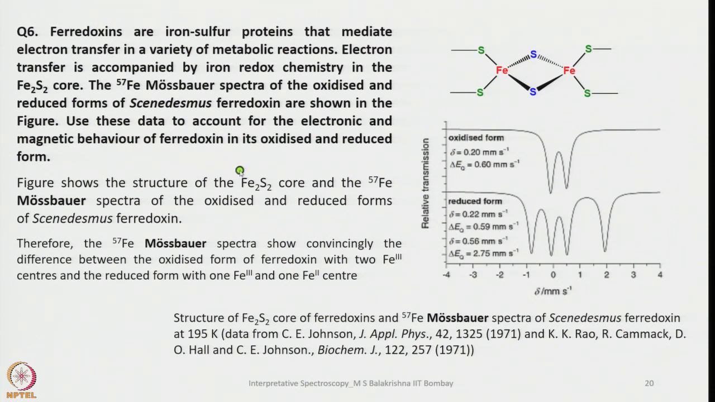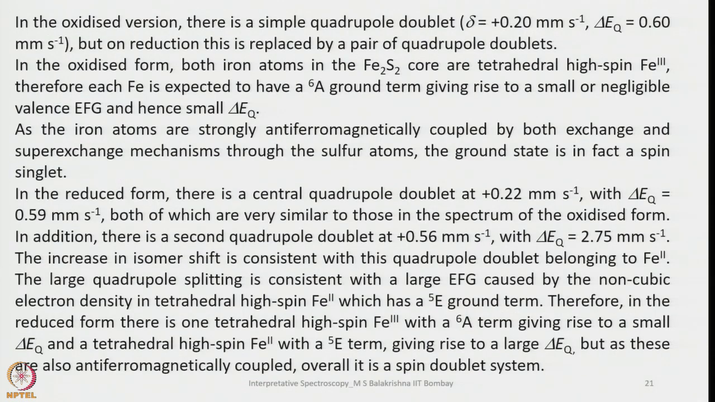The figure shows the structure of the Fe2S2 core and the 57Fe Mössbauer spectra of the oxidized and reduced forms of ferredoxin. So therefore, here the 57Fe Mössbauer spectra show convincingly the difference between the oxidized form of ferredoxin with 2 iron 3+ centers and the reduced form with 1 Fe3+ and 1 Fe2+ center. You can see clearly here. In the oxidized version, there is a simple quadrupolar doublet with isomer shift of +0.20 millimeters per second, and then we have delta EQ equals 0.60 millimeters per second. But on reduction, this is replaced by a pair of quadrupolar doublets.